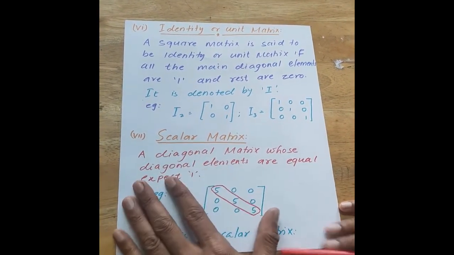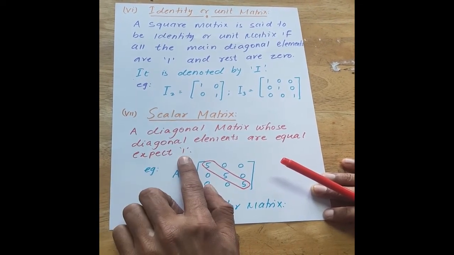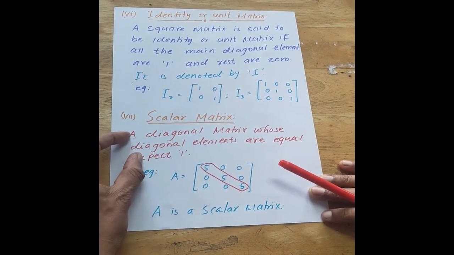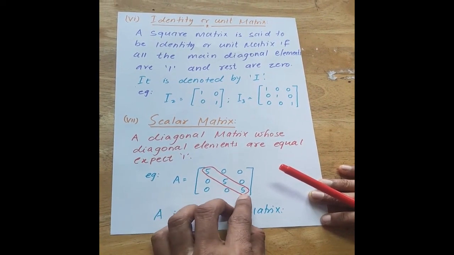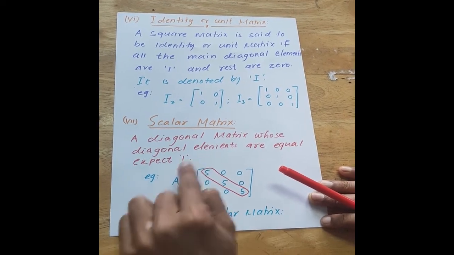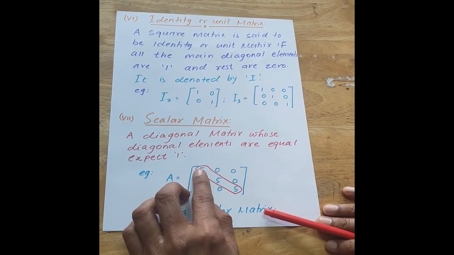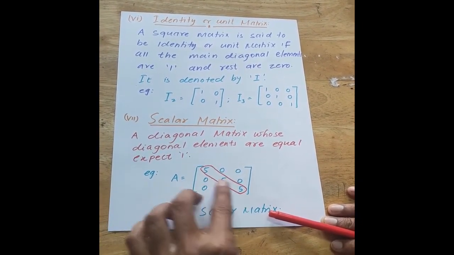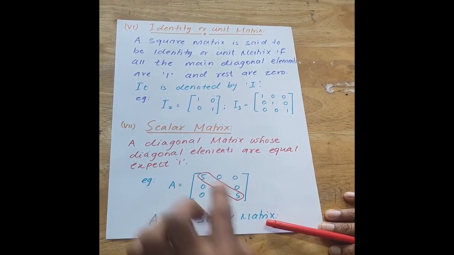Next we have the scalar matrix. A diagonal matrix with all diagonal elements equal. What you need to understand here is that a scalar matrix is also a diagonal matrix, also a square matrix, but the leading diagonal need not be 1. It must have the same value throughout the leading diagonal. If you look at the example here, matrix A equal to 5 5 5, all these diagonal elements are equal and they are not 1. The rest of the elements are 0. So this is a scalar matrix.